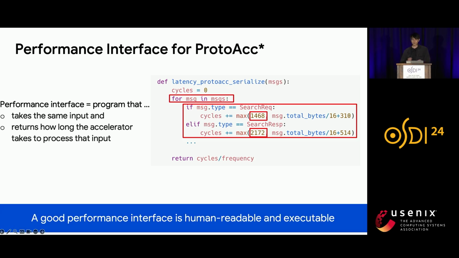A good performance interface can be easily understood by humans, and it is also executable. However, unlike a semantic interface, a performance interface may not be as precise as the hardware, but a slight loss of accuracy will not affect its usability.